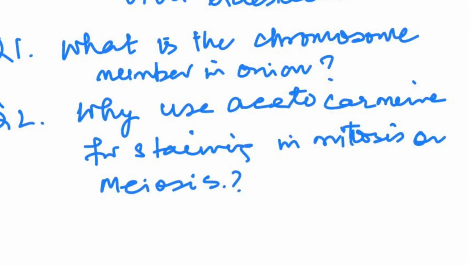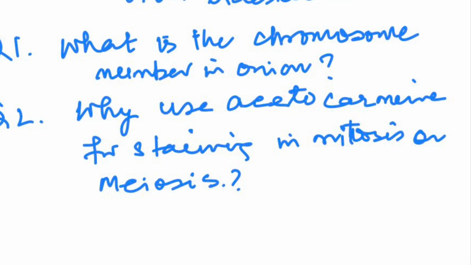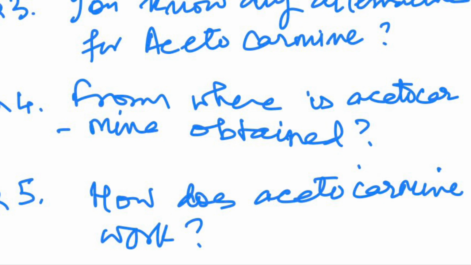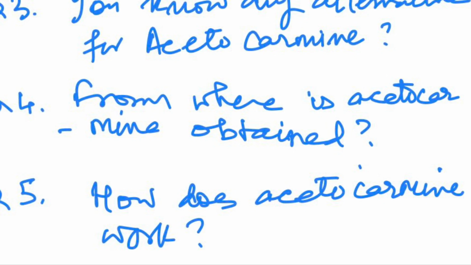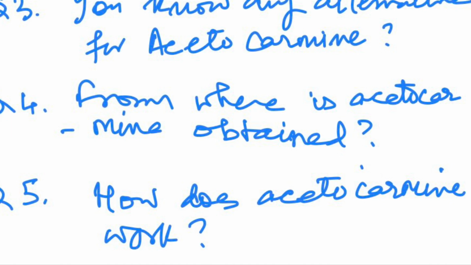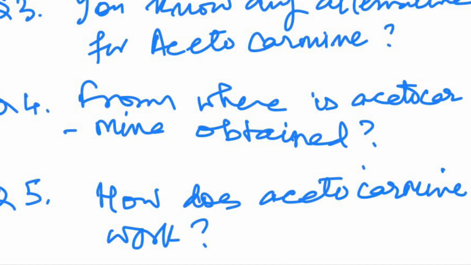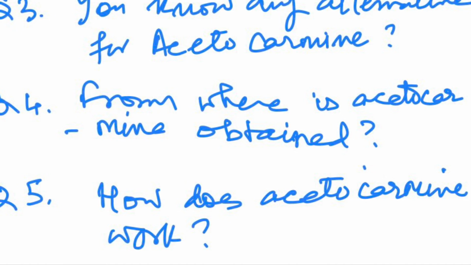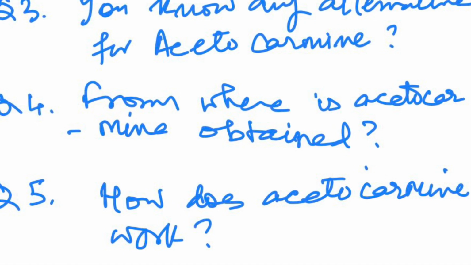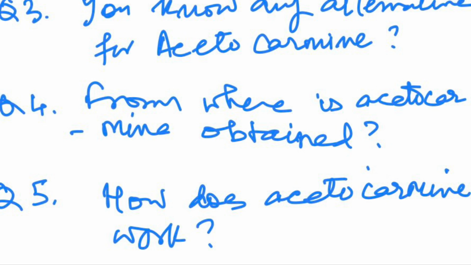And after that, you may be asked, can you name any specific stain or any alternative for this one? Then you have to say that you have Feulgen, which is used for specifically staining the DNA, and sometimes it's used for quantitative estimation also. Then this question may be dragged to different forms, like any alternative or how does acetocarmine work, and then you have to tell that it is a non-specific nuclear stain.